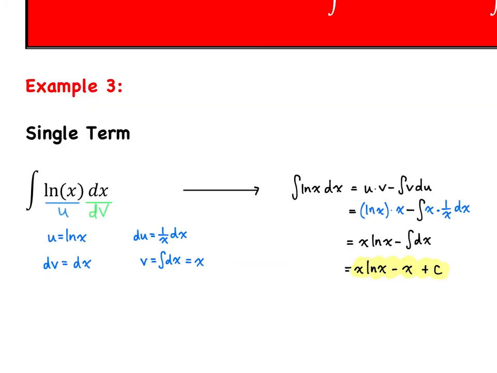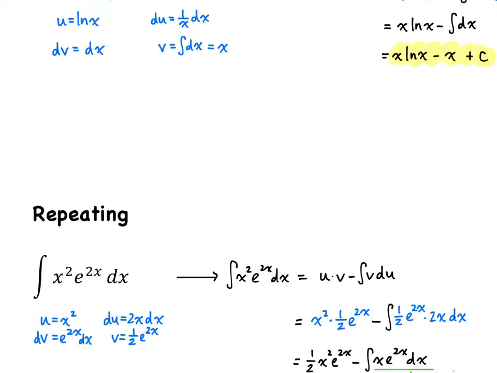Okay, so making our substitution using the parts u times v minus the integral of v du, we have ln of x times x minus the integral of x times 1 over x dx. Well, this simplifies to just being the integral of dx. So we can integrate that easily, and don't forget your plus c at the very end. So now we're able to integrate ln of x.